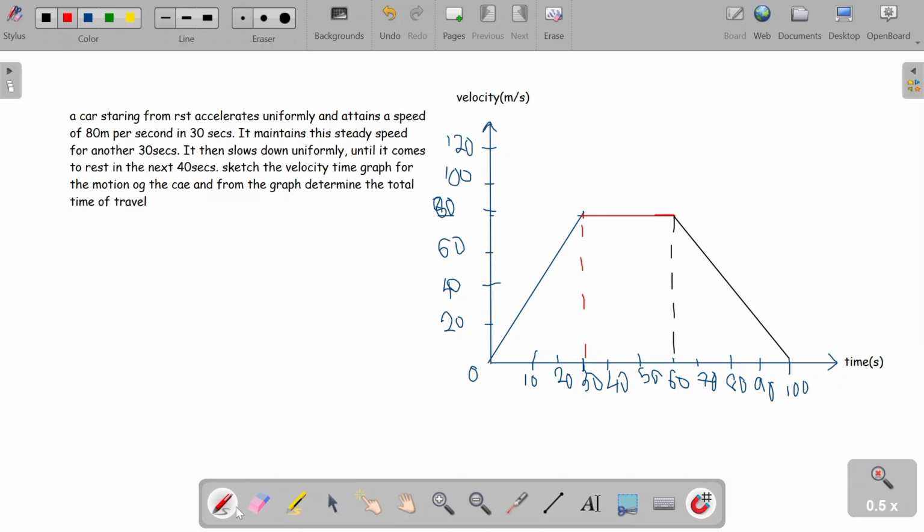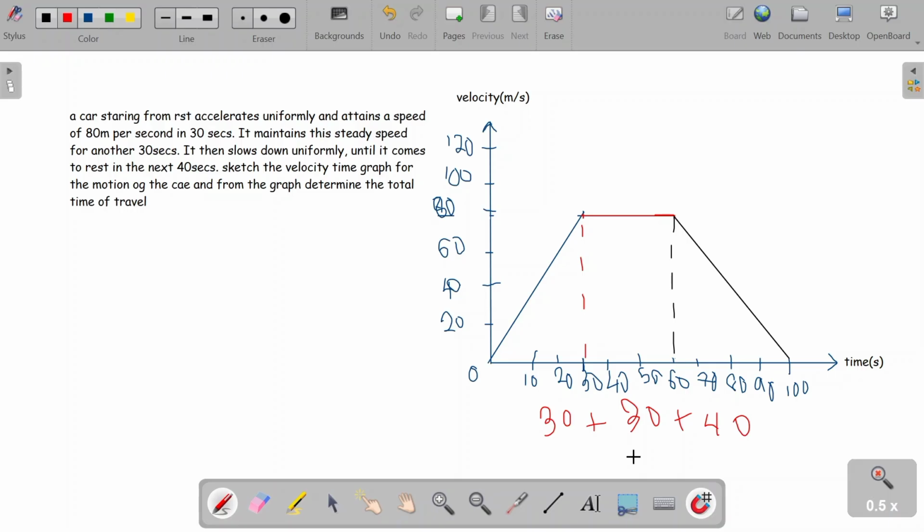So let's solve. The total time of travel is basically 100. Why? Because we went from 0 to 30, 30 to 60, 60 to 100. So 0 to 30 will give you 30. You add the next 30 seconds spent again, 30. Then you add the final 40 seconds spent again, which is what? 100.